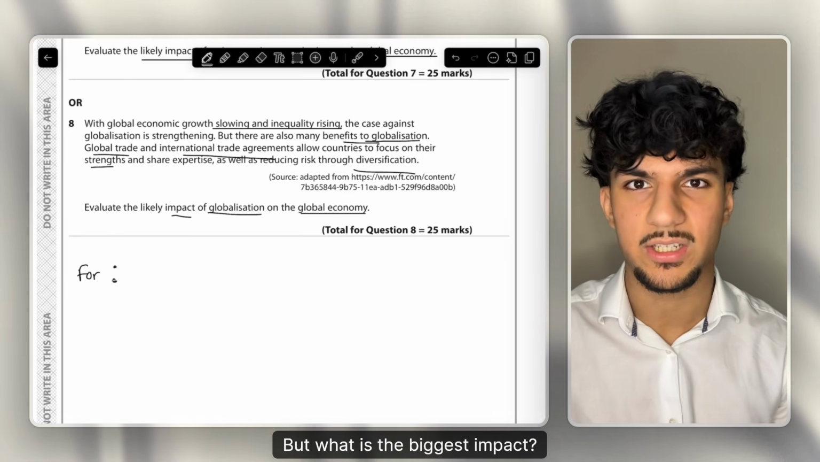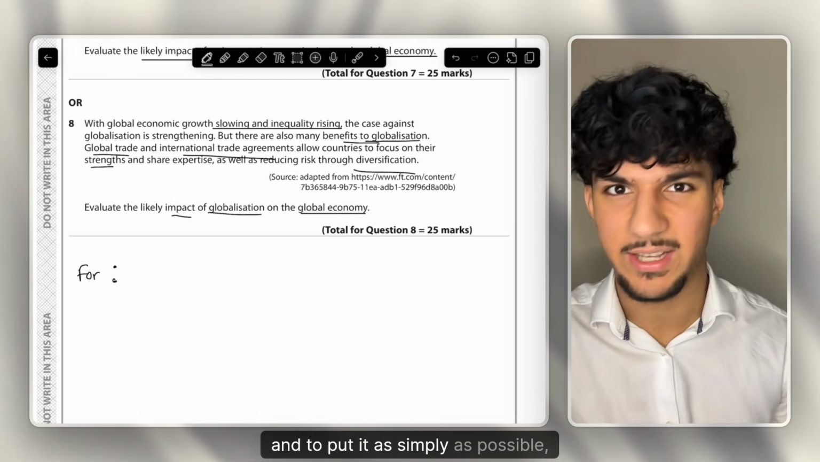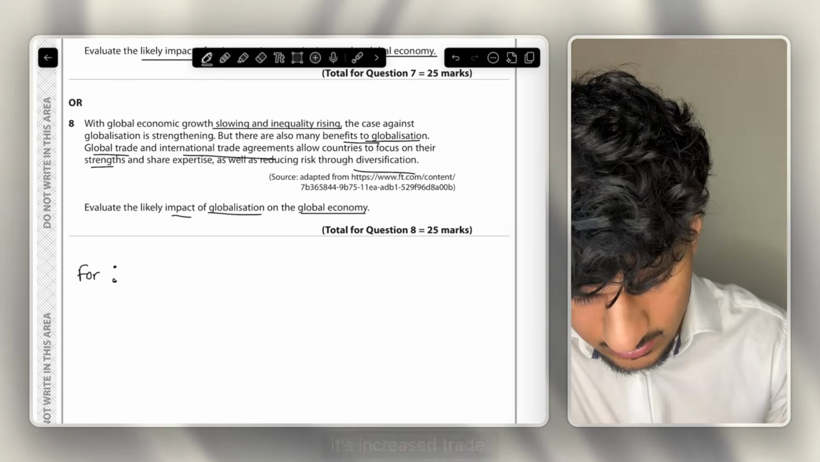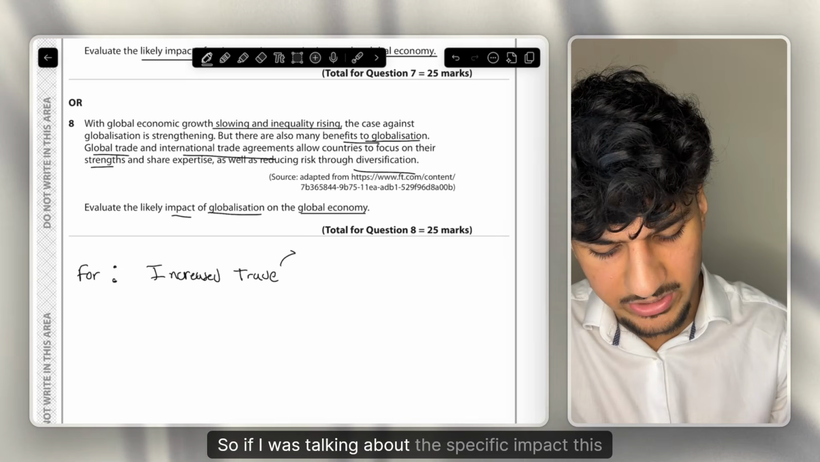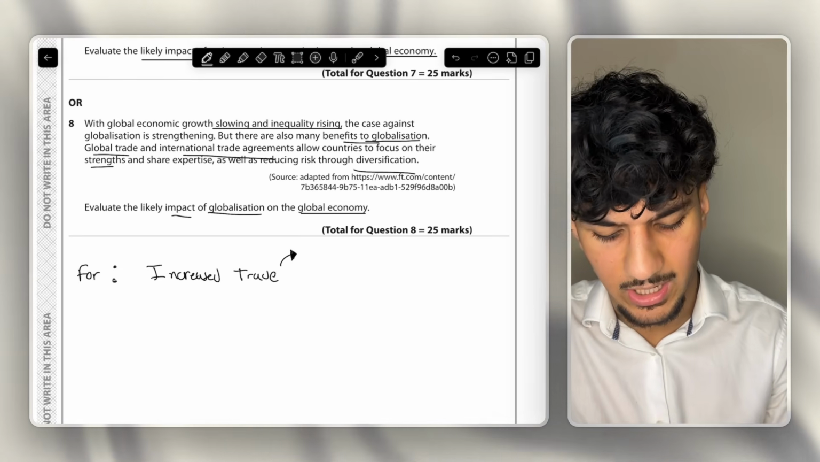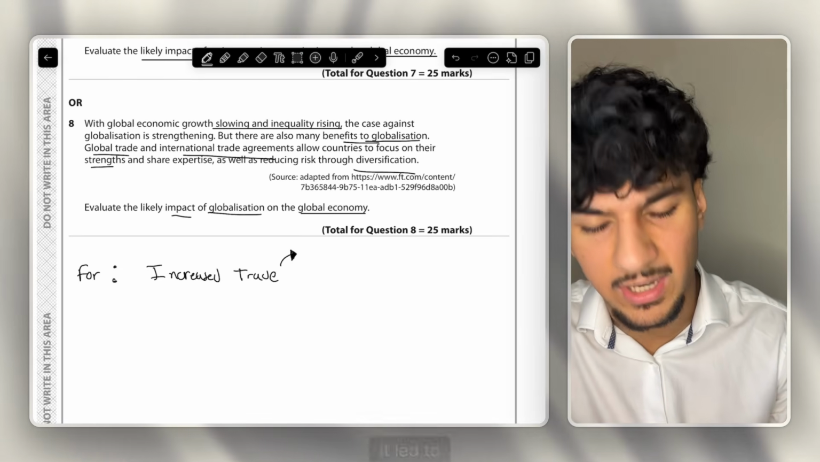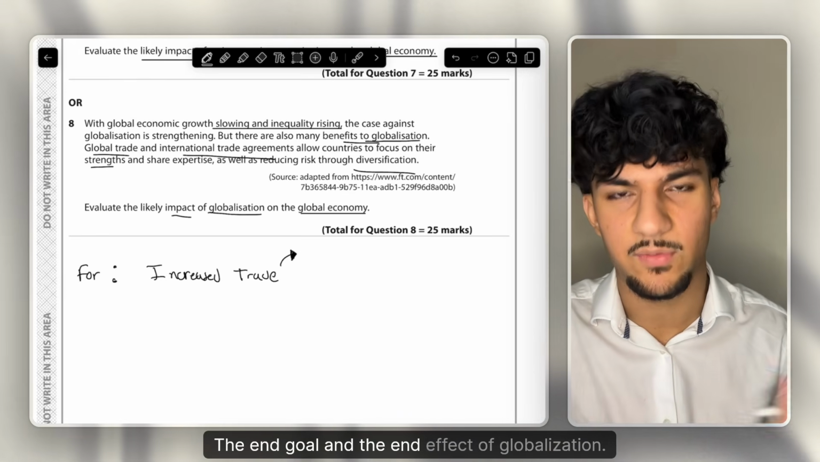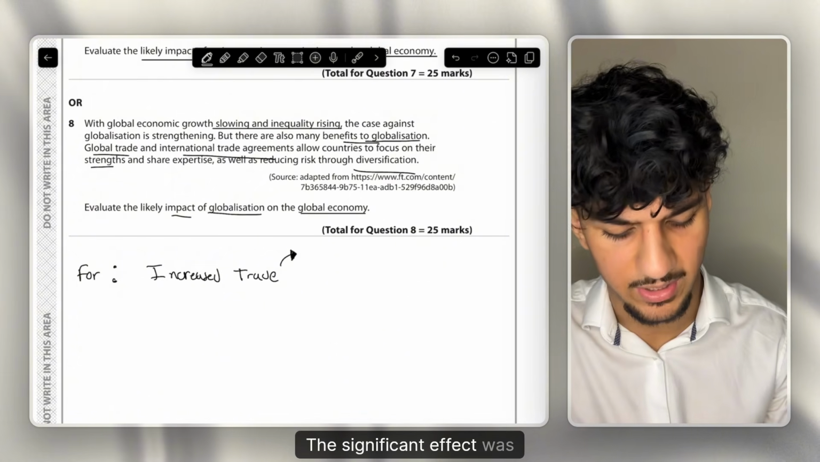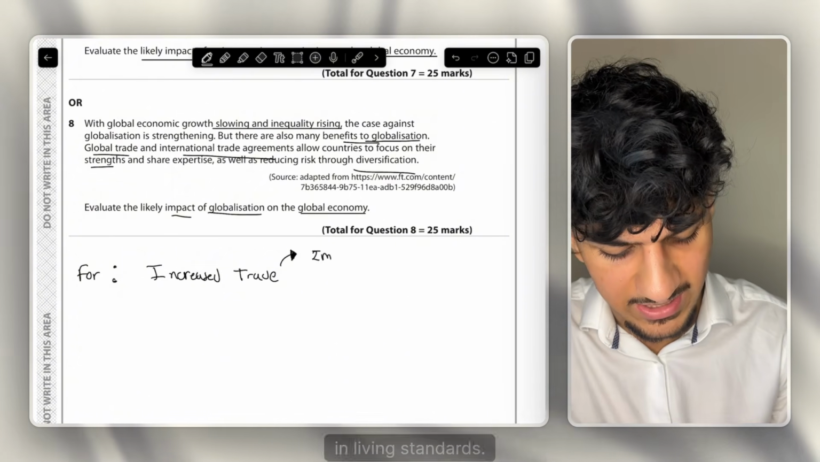But what is the biggest impact? Of course, and to put it as simply as possible, is increased trade. But increased trade isn't an impact. So if I was talking about the specific impact this had, I would say it led to, so globalization, the end goal and the end effect of globalization, the significant effect, was improvements in living standards.